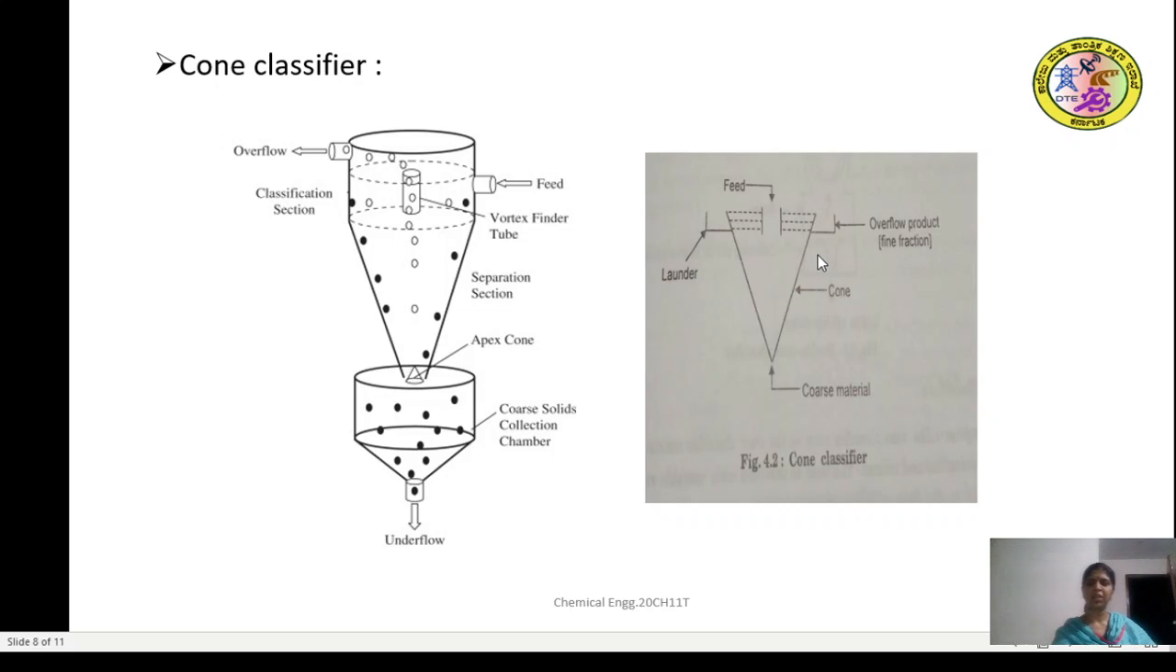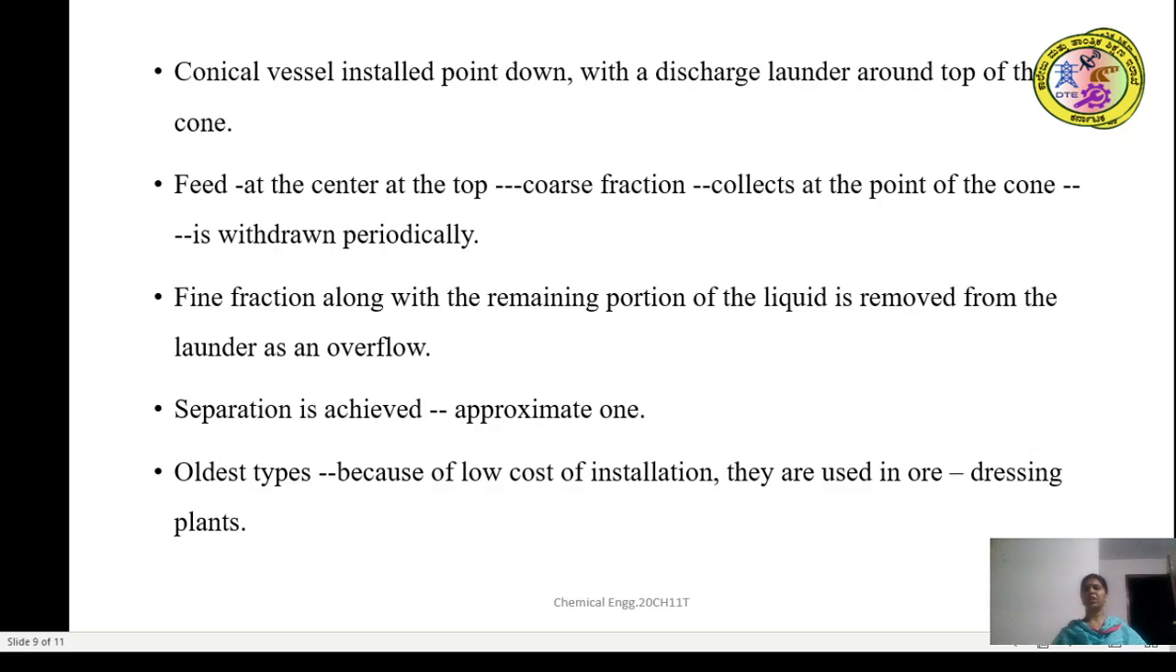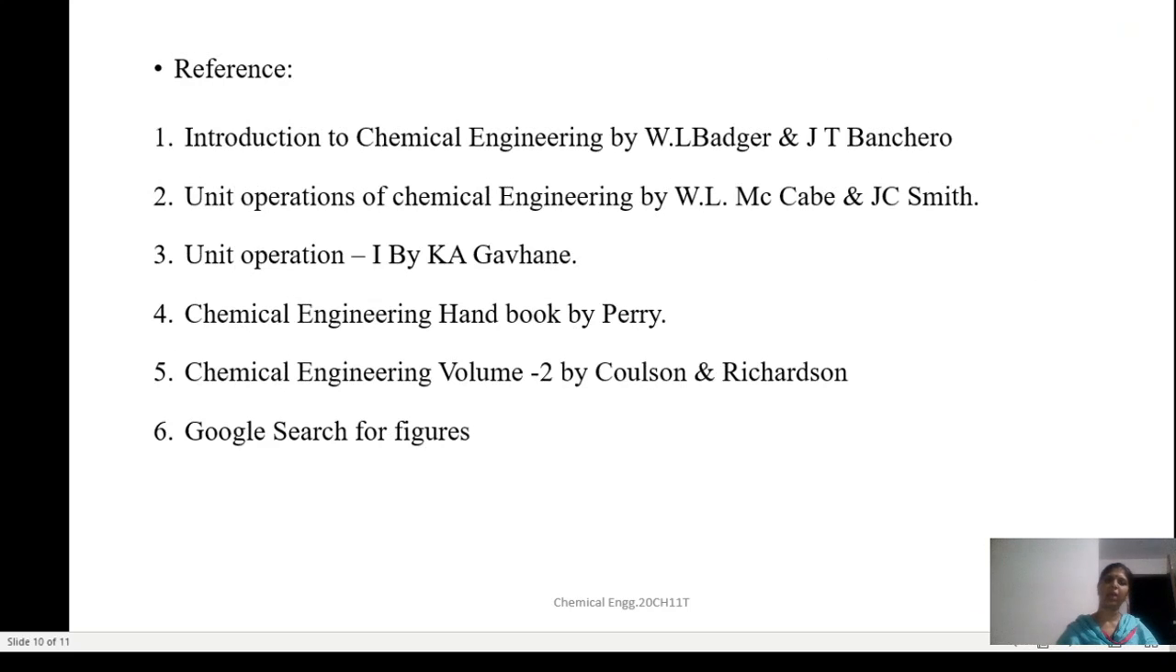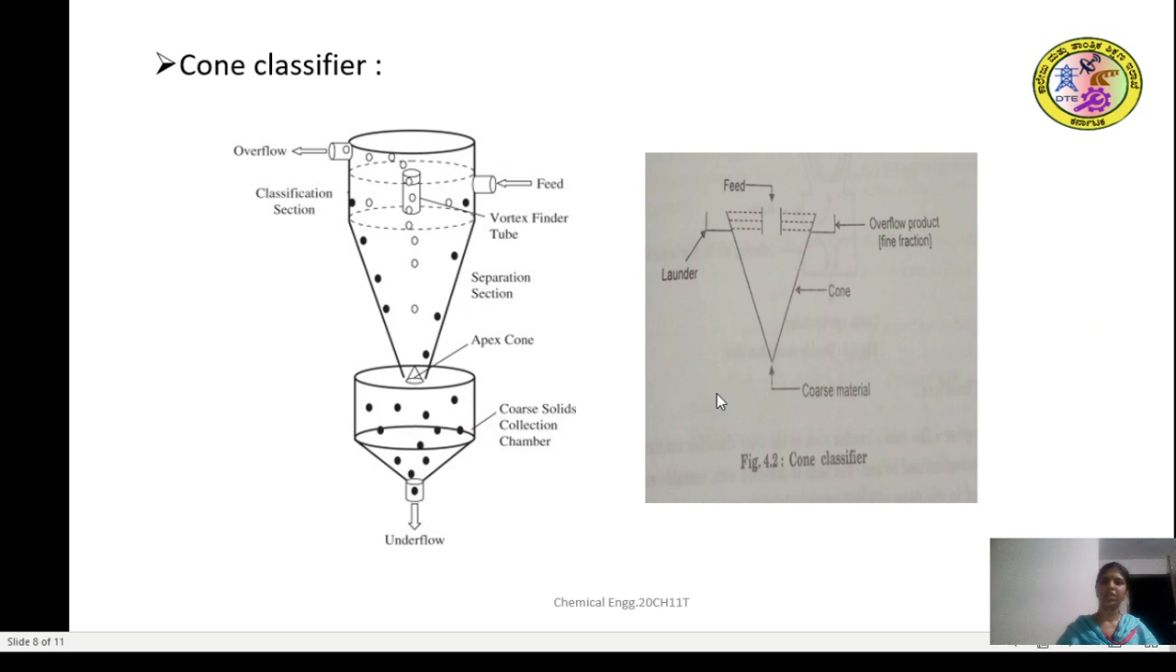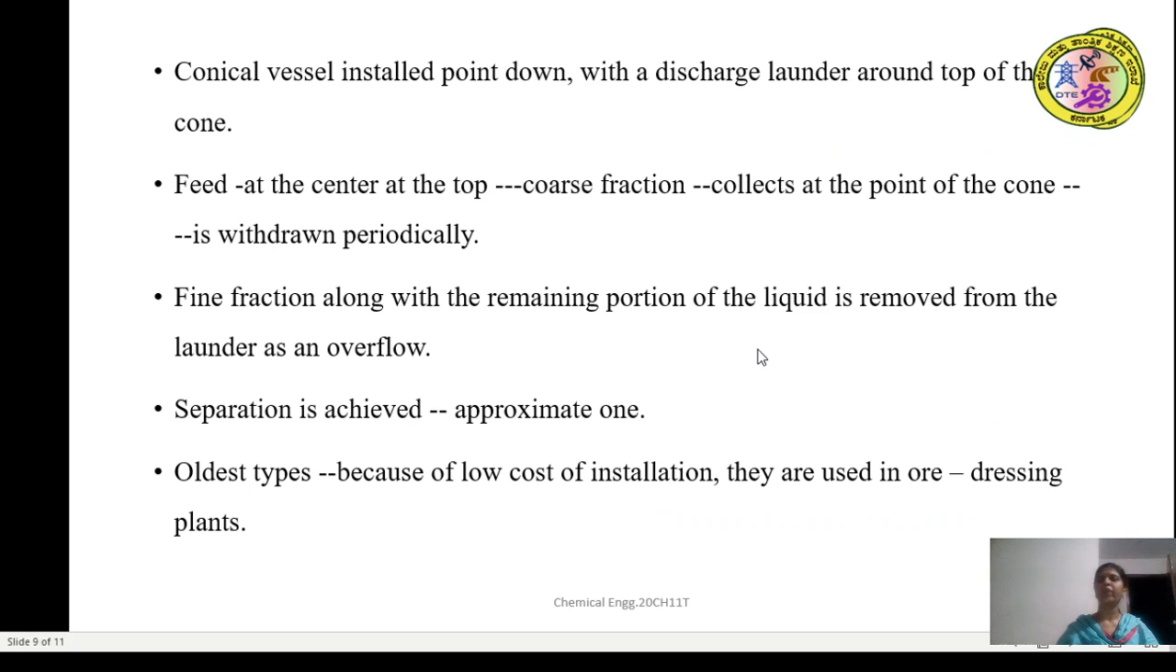Just a schematic representation, you can see to the right side, the feed is being admitted at the center of the cone. The overflow is being collected. This is the launder. The coarse material will be collected at the bottom of the cone classifier. It is a conical vessel installed point down with a discharge launder around the top of the cone. Feed will be admitted at the center of this cone.